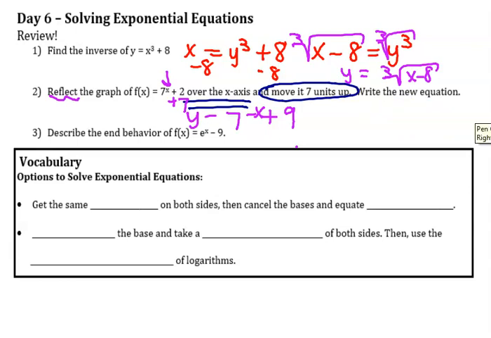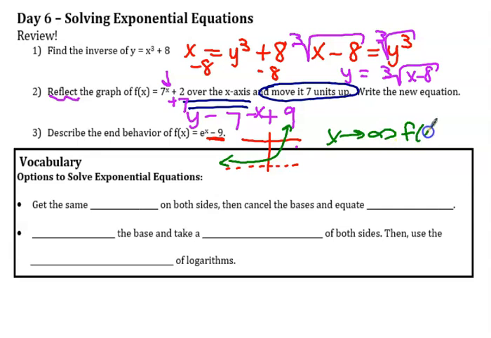End behavior. A big key for this is the -9. My asymptote would be at -9. It looks like exponential growth, so it would be starting off low, starting right above the -9 and then increasing. So what does that mean for my end behavior? Well, as x is approaching infinity, f of x is approaching infinity also. It's going up. As x is approaching negative infinity, what's happening with f of x? Well, f of x is getting closer and closer to that -9. And there we go.